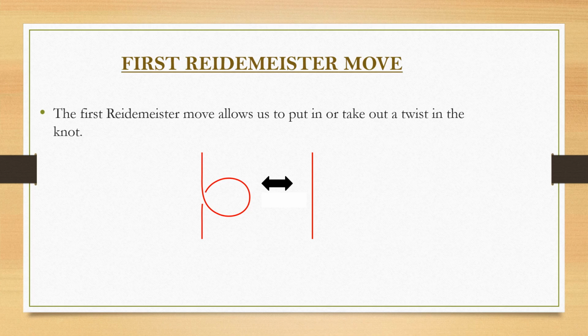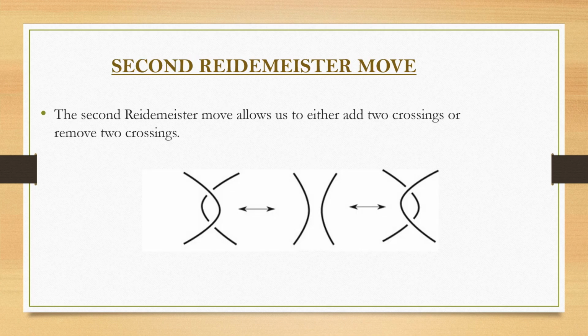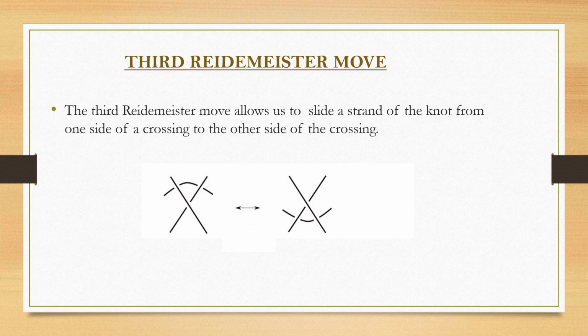The first Reidemeister move allows us to put in or take out a twist in the knot, as the figure depicts. The second Reidemeister move allows us either to add two crossings or remove two crossings. The last, the third Reidemeister move, allows us to slide a strand of the knot from one side of the crossing to the other. These are the three different Reidemeister moves. They are of very great importance in studying knot theory.